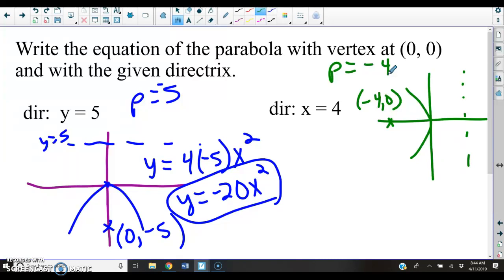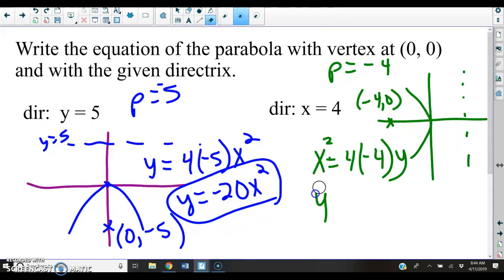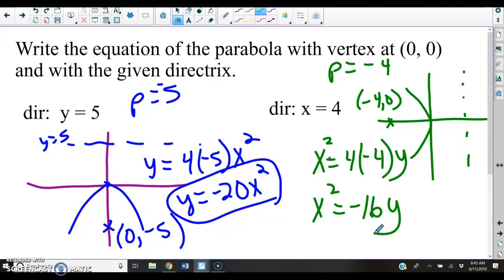Okay, so this is going to be an equation that goes x squared equals 4 times your P times y. Is that right? Yeah. And I wrote the wrong letter. Okay, so x squared equals negative 16y. And if you'd rather, you can go y equals negative 1/16 x squared.